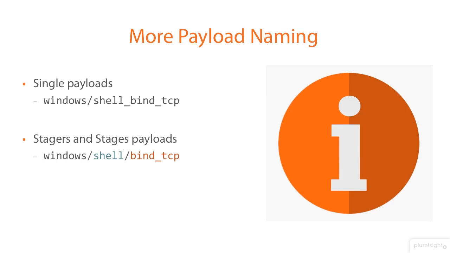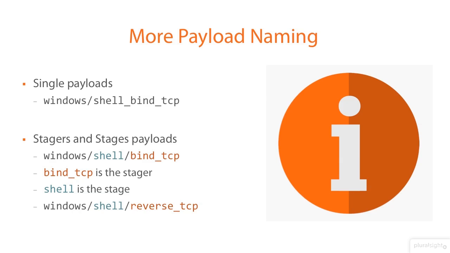Stagers and stages contain a separation between the stager and that stage, which is represented with two names needed when selecting a payload. Here you can see a stager and stage payload that provides the same functionality as the previous single payload. The difference is in the name used. Bind_TCP is the stager. Shell is the stage. Here's another example. The shell stage is the name, but the stager now uses a reverse connection.